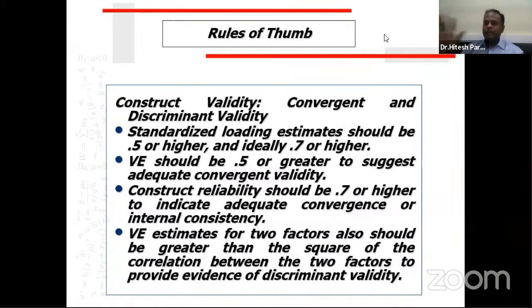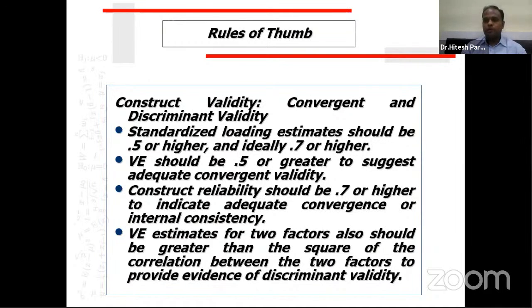Say, for example, let us take a very simple example where we have only 2 items, x1 and x2, for simplicity. And their factor loadings are 0.7 in both cases. For x1, which is loaded on factor number 1, the factor loading is 0.7.